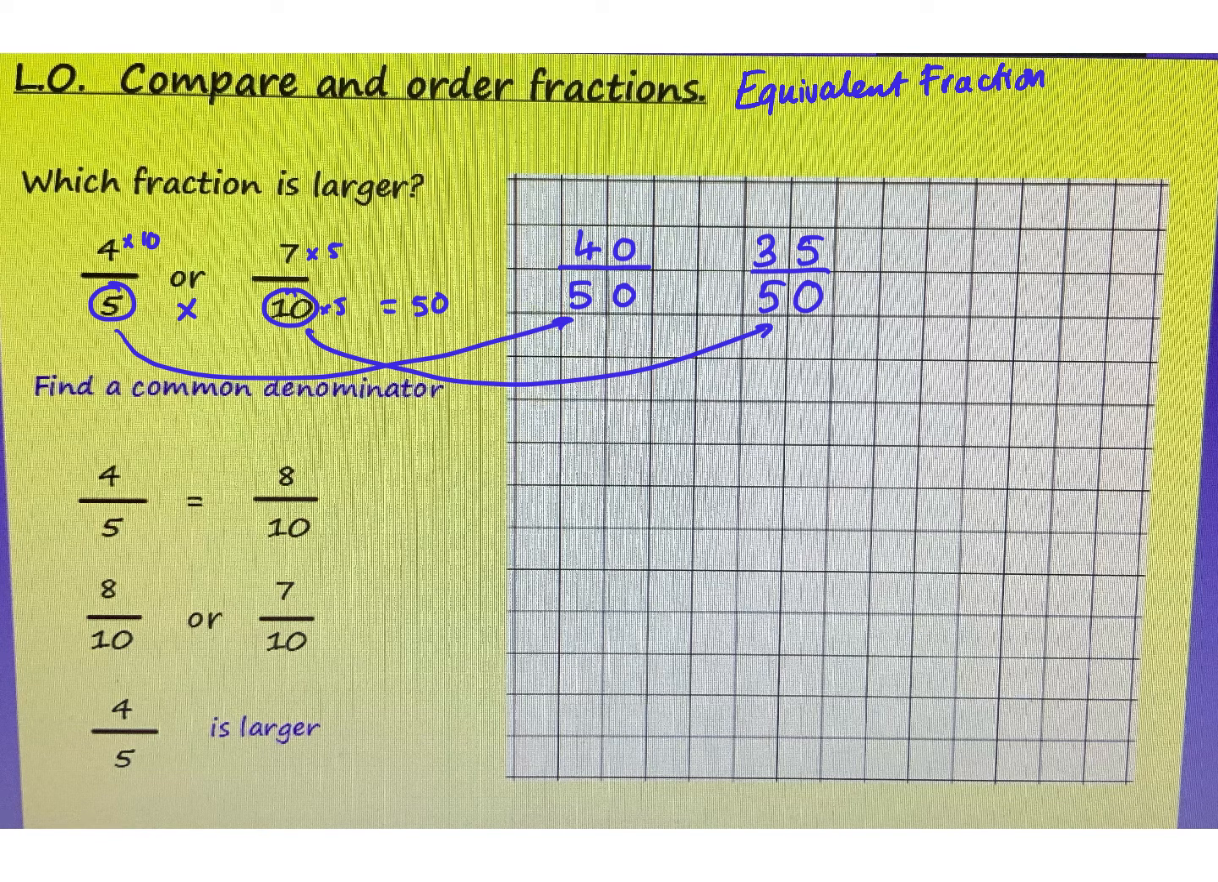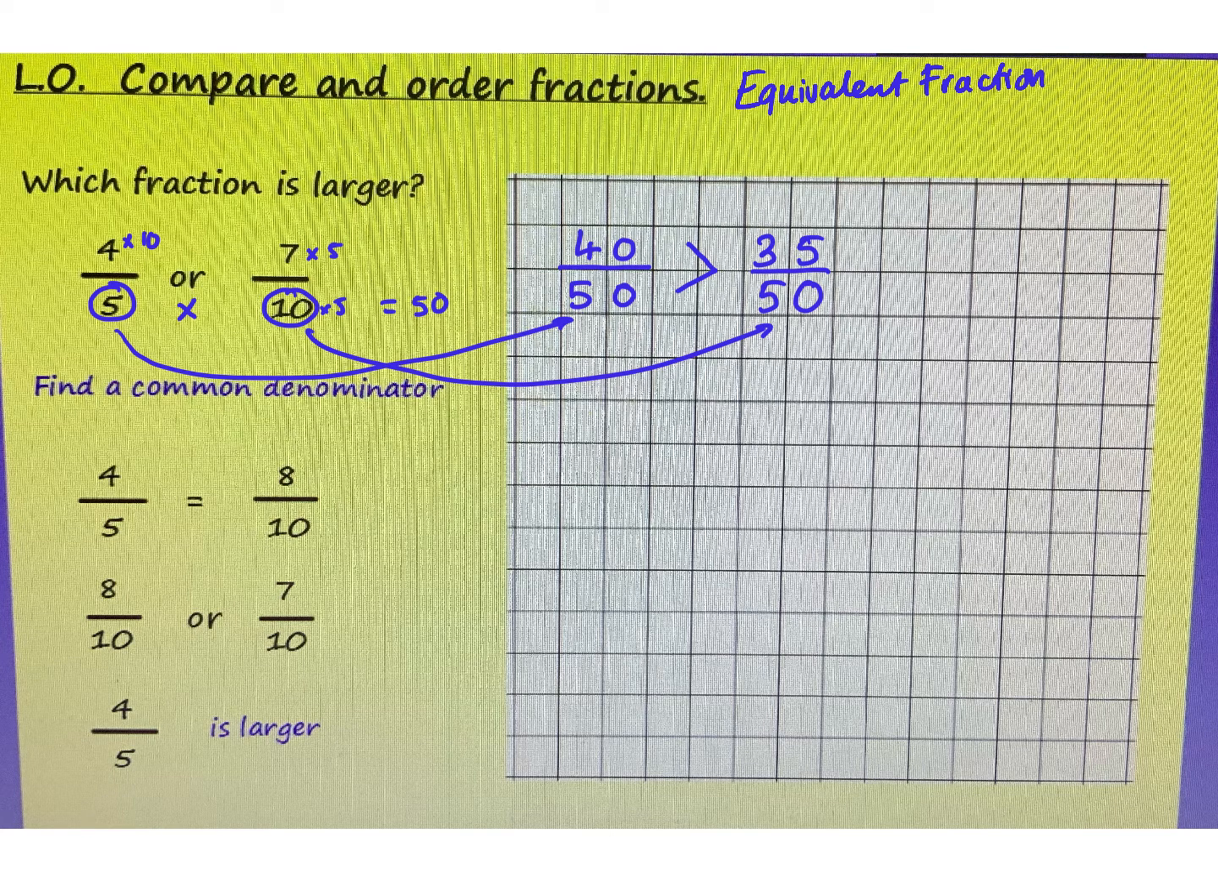Which one is the biggest? I always think, if it was a cake, which one would I rather have? I'd rather have 40 pieces out of 50 than 35. So I could put an inequality sign in here, and that reads now 40/50ths is greater than 35/50ths.